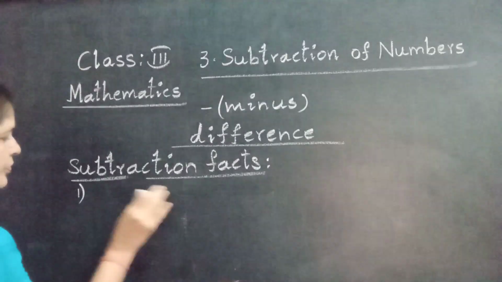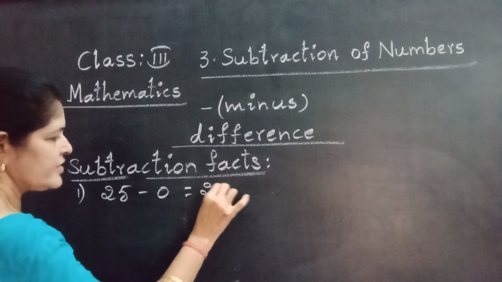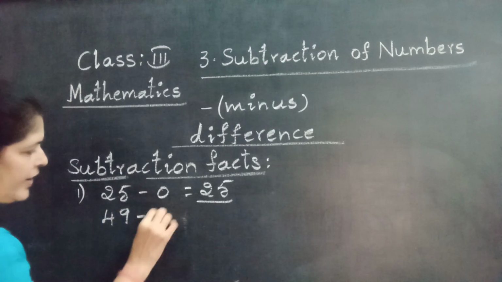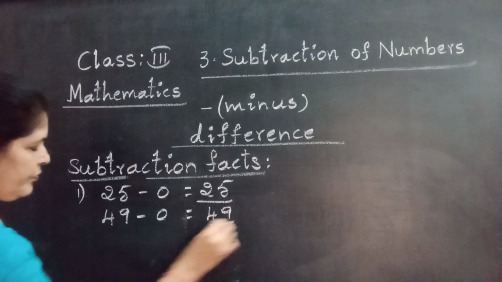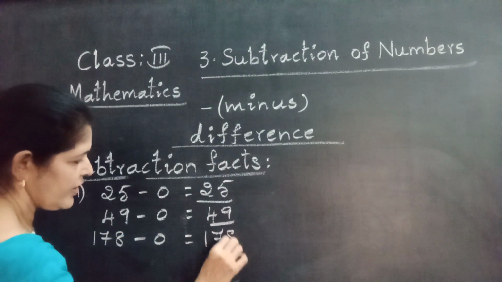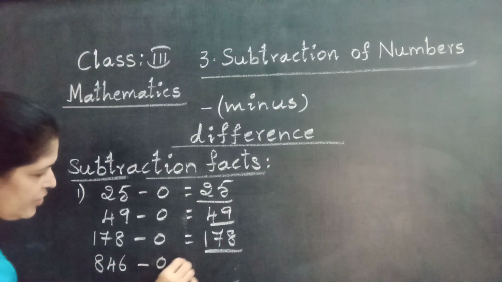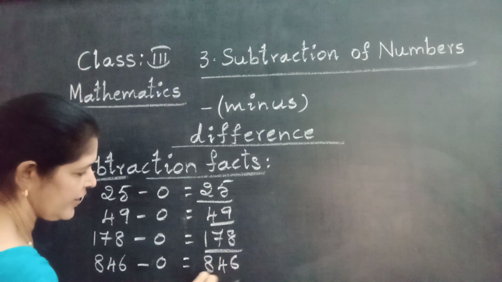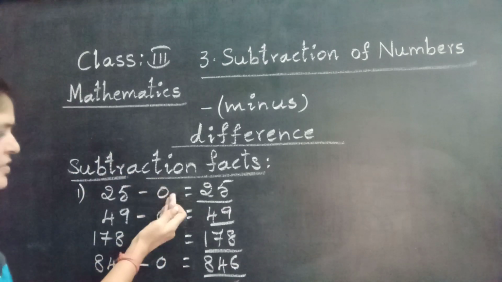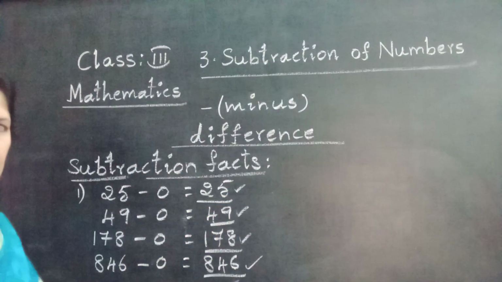See the example. 25 minus 0. The answer does not change. The difference is the same number. 49 minus 0, 49. 178 minus 0. The difference is 178. 846 minus 0, 846 only comes. Why? 0 means nothing. That's why when we subtract 0 from a number, the answer does not change. We get the same number.